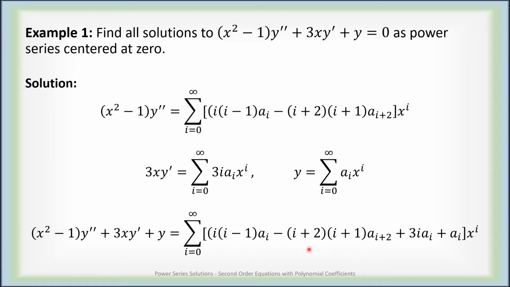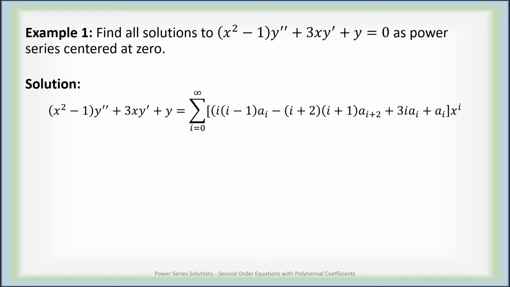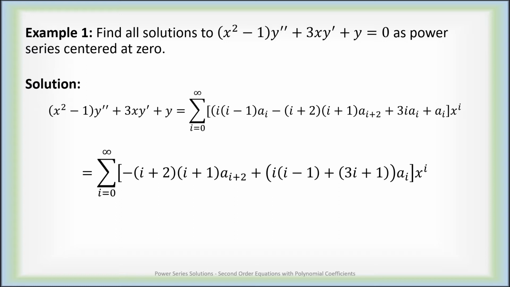Here was what we had from our x squared minus 1. Here's the coefficient for 3xy prime, and here's the generic coefficient just for y. So here's our power series that represents our differential equation. Simplifying a little bit by collecting like terms. Okay, so how many a_(i+2)'s do we have? Negative i plus 2, i plus 1 of them, right there. But how many a_i's do we have? i times i minus 1, plus 3i of them, plus 1 of them. i times i minus 1, plus 3i plus 1 times a_i.